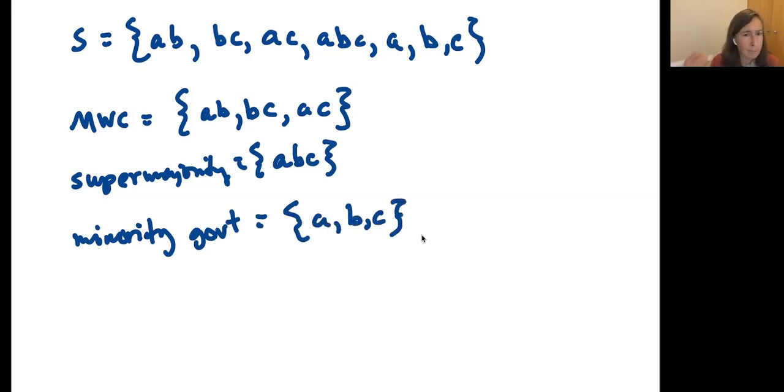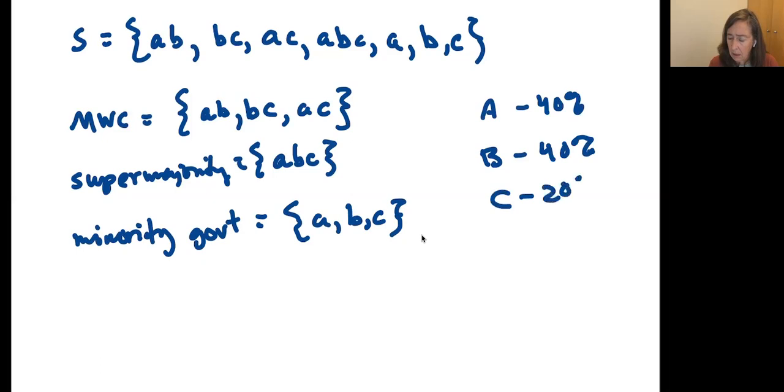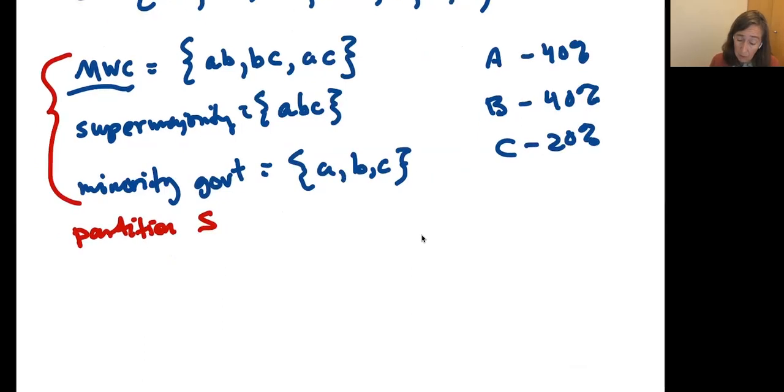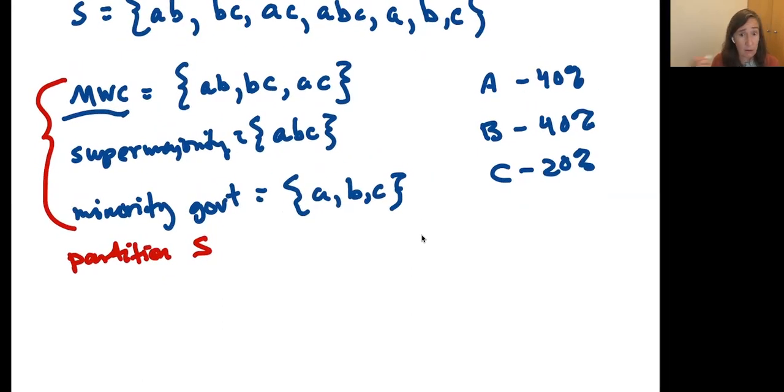Okay. Just to refresh your memory, in the example that we had before, party A had 40%, B had 40%, and C had 20%. So these minimum winning coalitions, you might just want to think of those as majority governments, majority with no excess parties. All this to say here is that these three events, these three sets, partition S, okay?